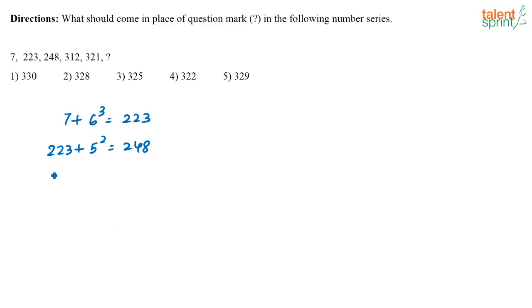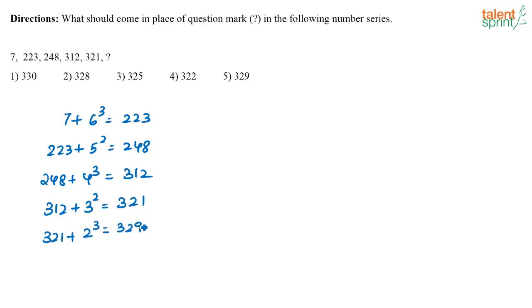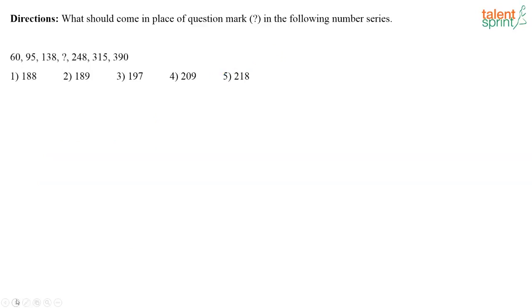Then you have 248 plus 4 cube, which is equal to 312. 312 plus 3 squared, that is equal to 321. Similarly, 321 plus 2 cube, that is equal to 329. Cube, squared alternating, right? And minus 1 for the number. So what is the answer? Answer is option 5, 329. Next one.